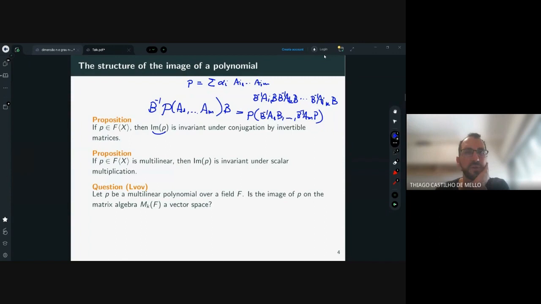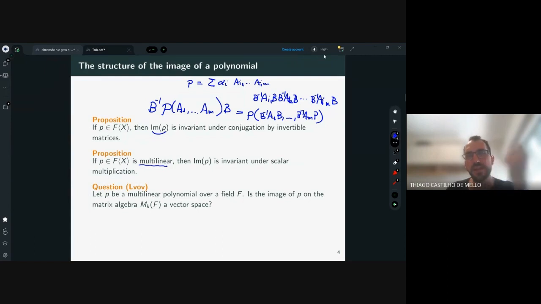So this is the first important fact about images of polynomials. Later, we are going to consider the case where the polynomial is multilinear. When the polynomial is multilinear, of course, it's invariant under scalar multiplication, because you can change the variable by this scalar multiplied by this variable. Okay. So actually, it doesn't need to be multilinear. You can consider only that it's linear in one variable, for instance. It's enough to consider the fact that it's invariant under scalar multiplication.